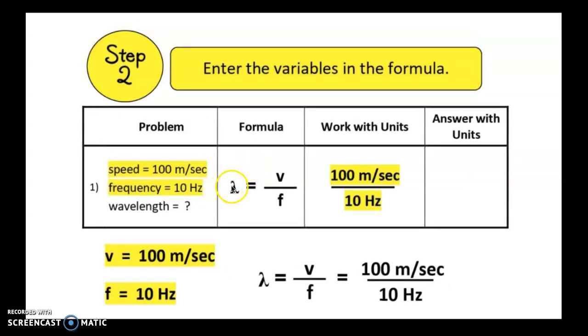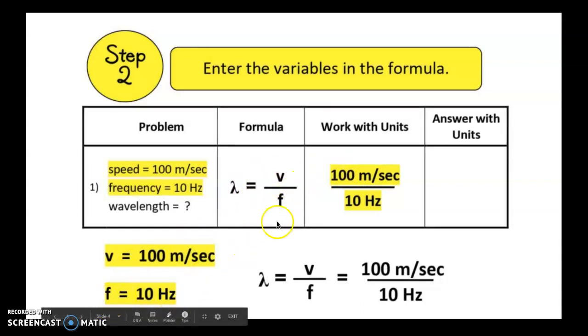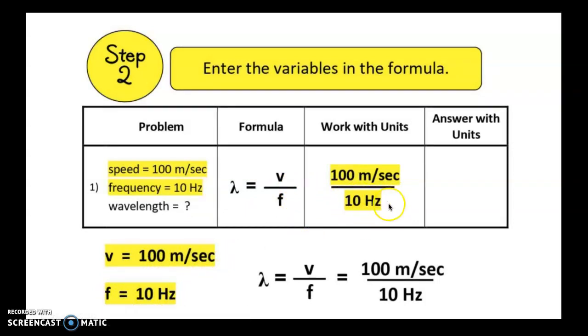So now that we have our formula, we're going to fill in the blanks. Now we know that lambda equals velocity, and we know that our velocity is 100 meters per second. So we put that here. Divided by frequency, and we know that our frequency is 10 hertz, so we put that here. So lambda equals 100 meters per second over 10 hertz. And then the last step is just to calculate what that actually is.